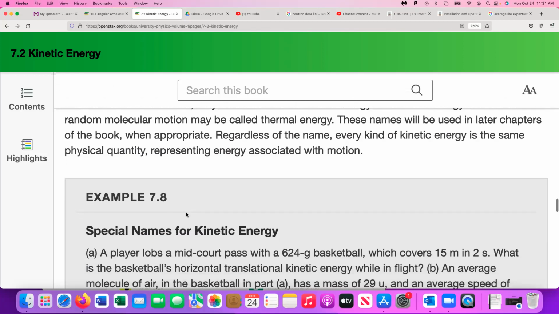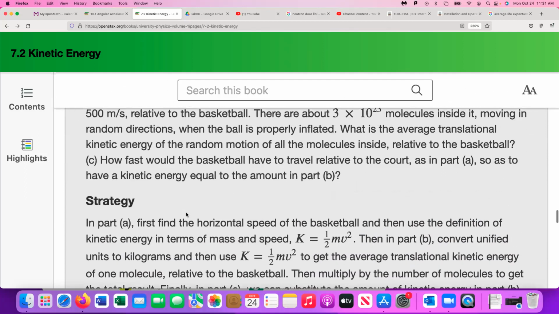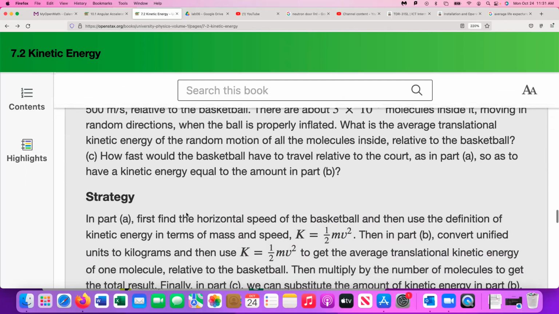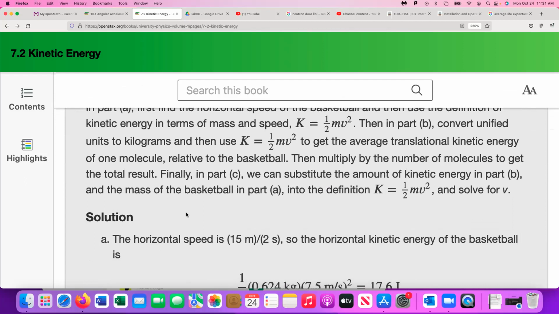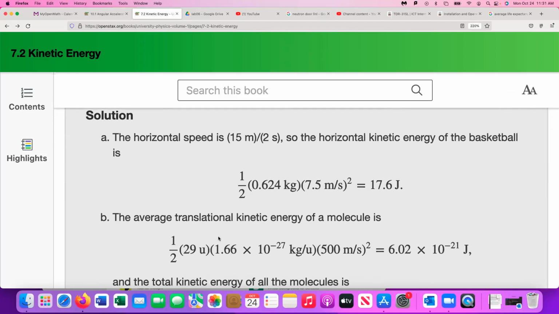Kinetic energy. Here we're doing some kinetic energy of a baseball, I guess. 1/2 mv squared once again. So this is the horizontal speed. So here they're actually talking about the horizontal kinetic energy of the basketball, rather, not a baseball. So they're only looking at the horizontal speed or the horizontal component of the speed, which is fine. I don't know that anybody does that really.